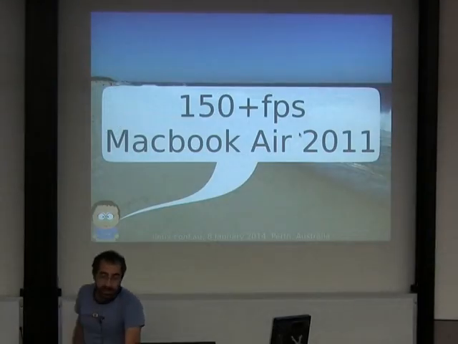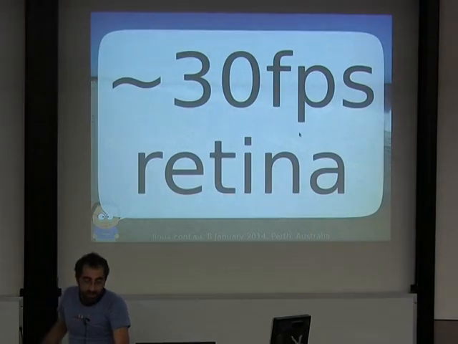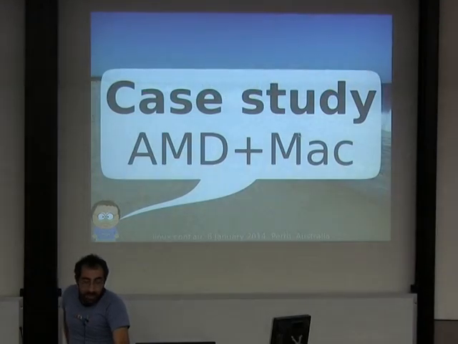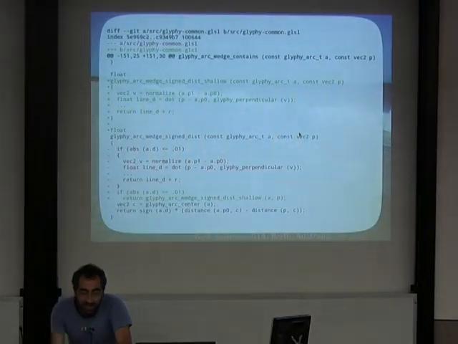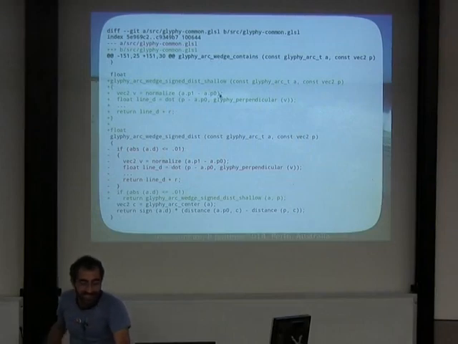150 plus frames on MacBook Air 2011. On the Retina, it goes about 30, so needs some speed up there. AMD and Mac. Oh, the AMD compiler was even funnier. So this code here was never getting run, just moving it into a function fixed it. I don't know.